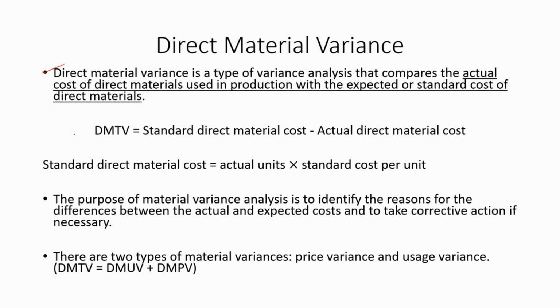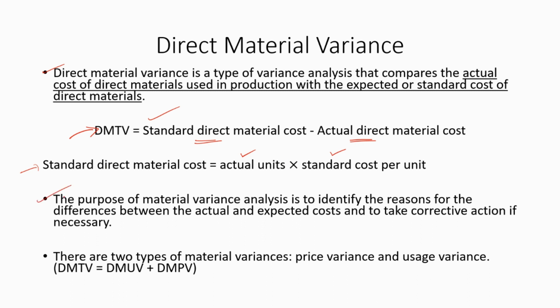So the total direct material variance can be denoted as DMTV, direct material total variance, which is equal to standard direct material cost minus actual direct material cost. The actual direct material cost will be provided directly or it will be easy to calculate. But we need to know how to calculate the standard direct material cost. This is how we can calculate the standard direct material cost, which is equal to actual production units multiplied by the standard cost per unit.